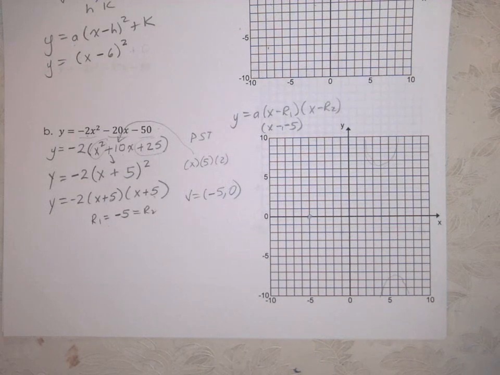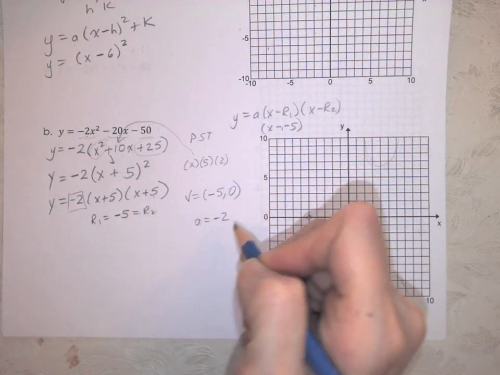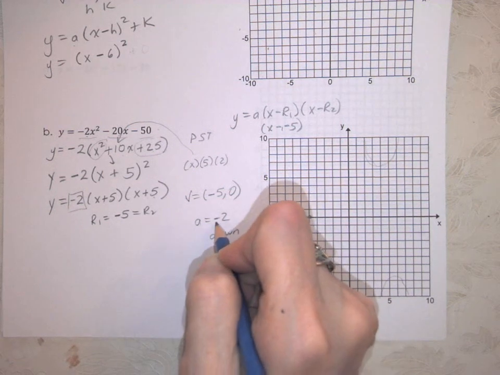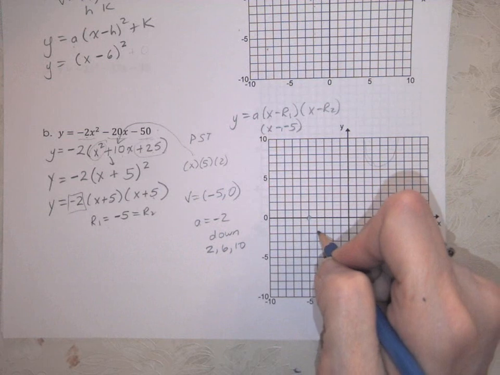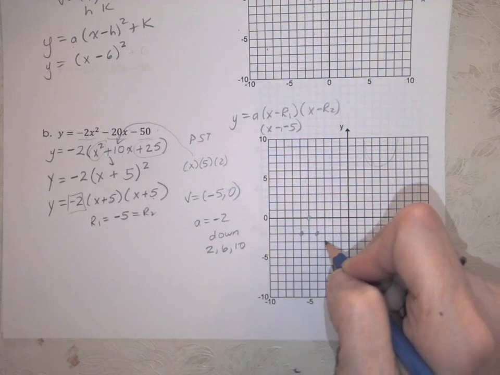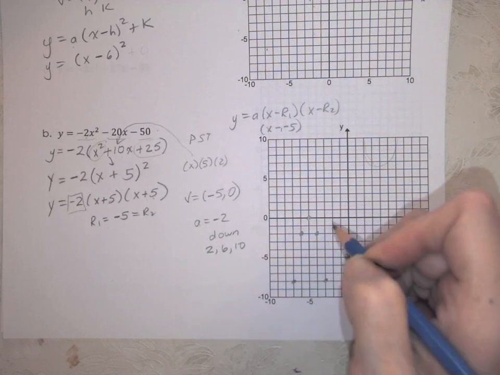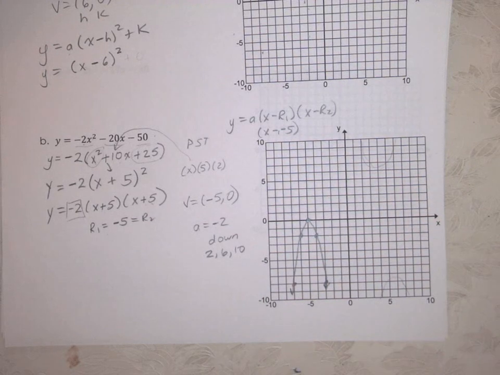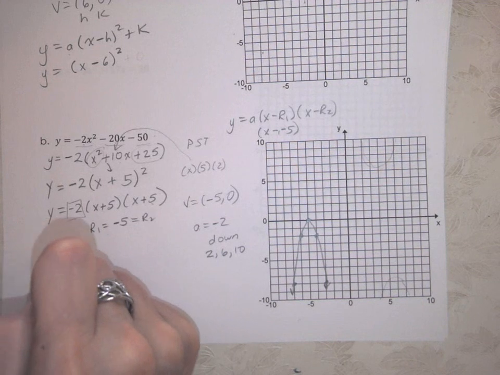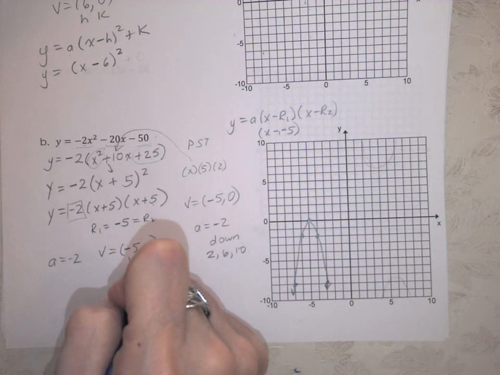So now our step number comes into play. It's -2, which means it's going to be down because of the negative, 2, 6, and 10. And we can't fit the 10 on, but that's what our parabola would look like. And we have to write it in vertex form. So we know that A is -2, and we know our vertex is at -5 and 0, which is our H and our K.